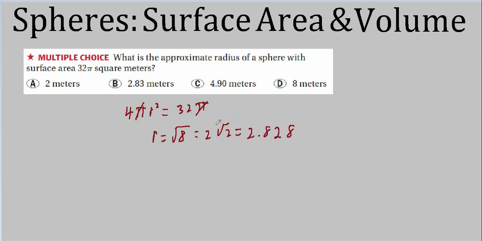Well, my calculator says this is 2.828, which looks a lot like that one. So the answer over here would be B. And this was real easy. Just had to remember your formula for surface area of a sphere. The rest is just algebra.